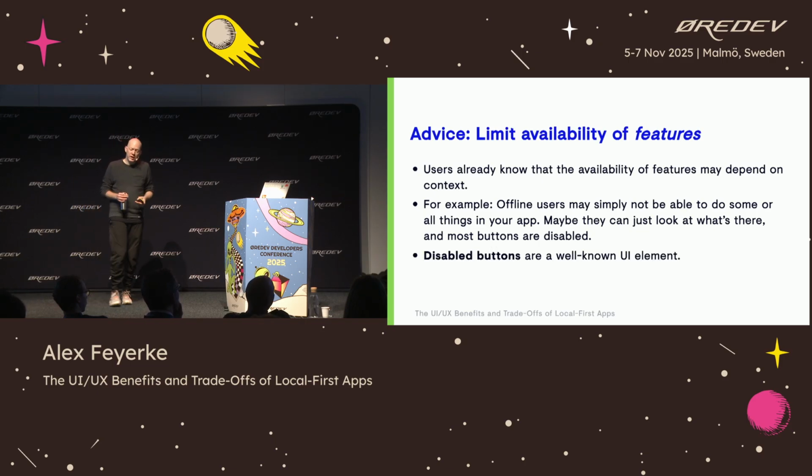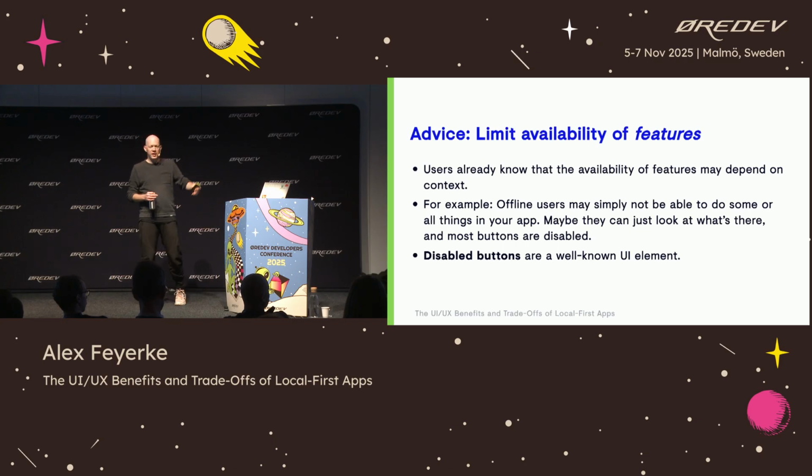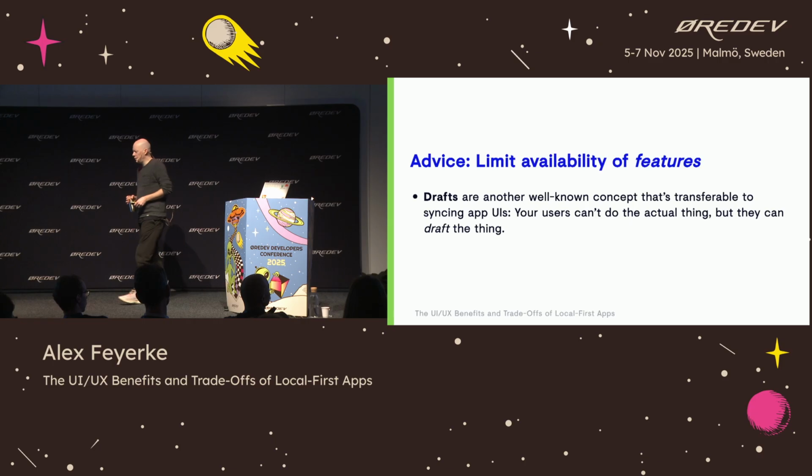And then you can use disabled buttons. A well-known UI element, and most people are fine with stuff being disabled if they can figure out what the reason is, right? Likewise, you can use drafts. That's another transferable concept. Your users maybe can't do the actual thing right now, but they can draft the thing, and you can keep it around in like a conflict-free, user-specific limbo to deal with later.